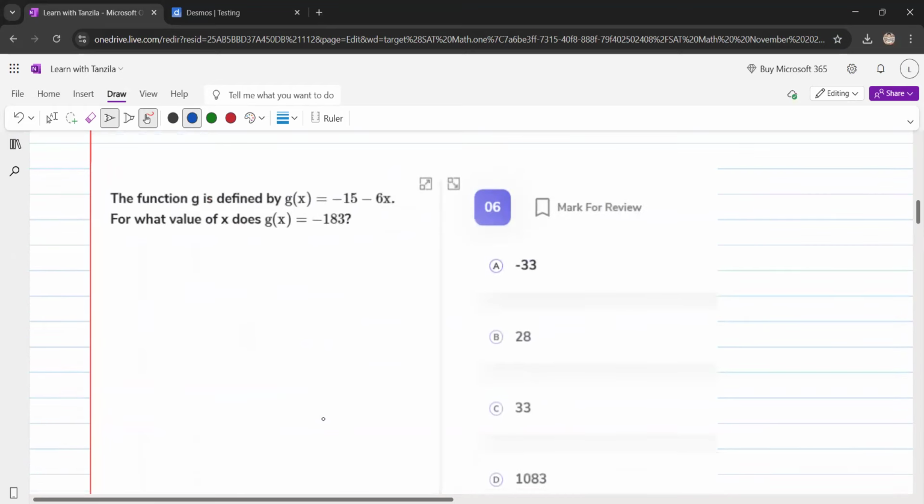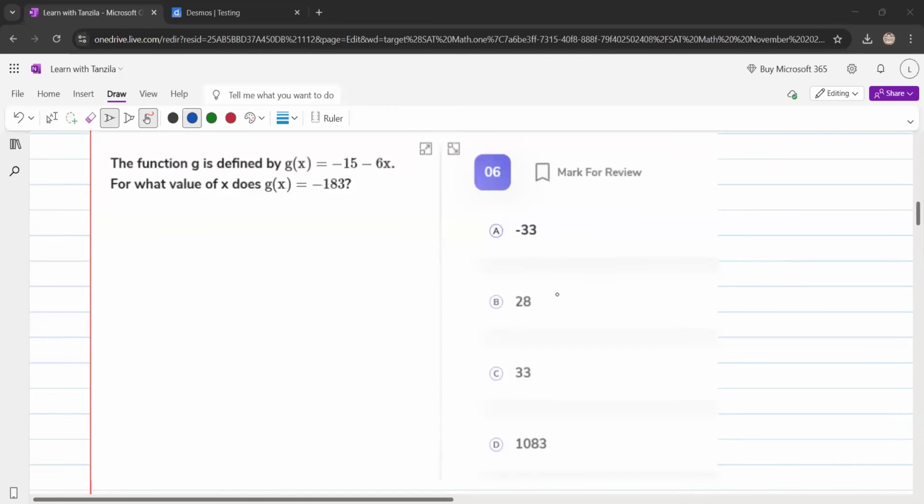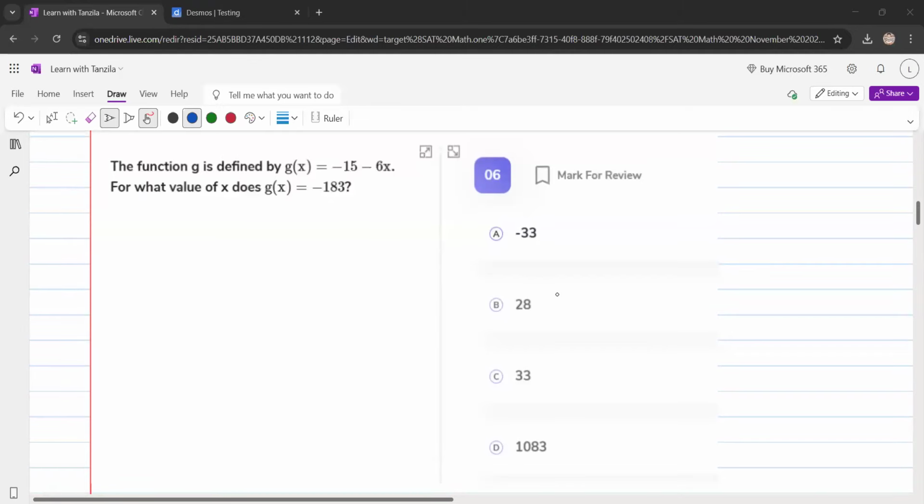Try this question. This is a very direct and simple question, students. I hope you're done with the question, students. So here, what do we need to do? The function g is defined by g of x equals negative 15 minus 6x. For what value of x does g of x equal negative 183? You need to find the value of x when this whole thing is negative 183.